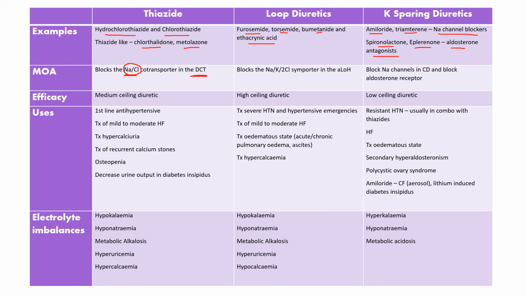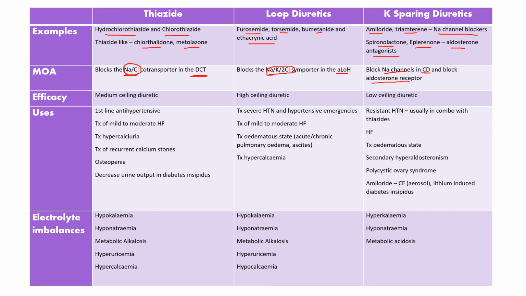Okay. For loop diuretics, they block the sodium-potassium 2-chloride symporter at the level of the ascending loop of Henle. Potassium-sparing diuretics, they block the sodium channels in the collecting duct and they block the aldosterone receptors.